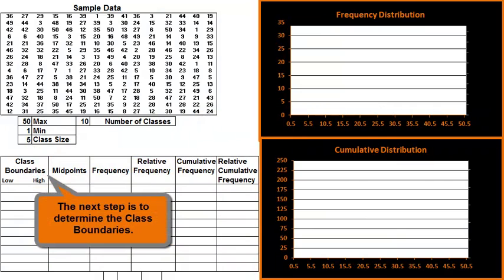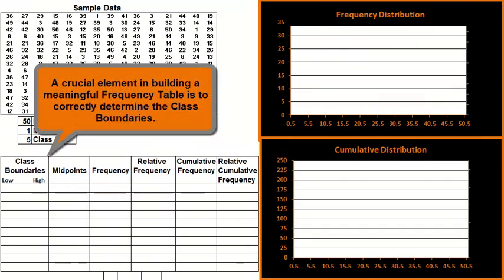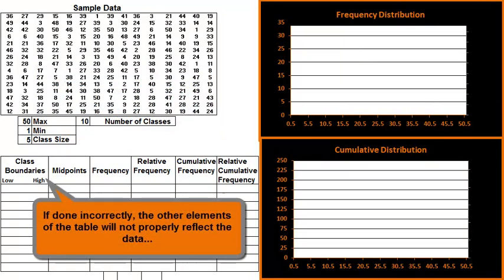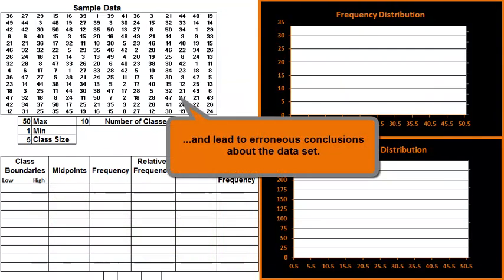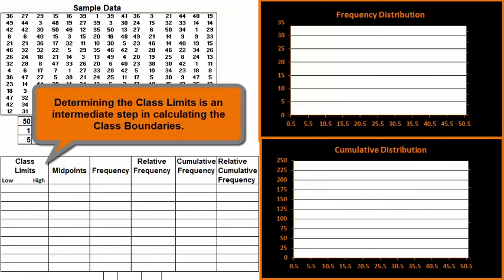The next step is to determine the class boundaries. A crucial element in building a meaningful frequency table is to correctly determine the class boundaries. If done incorrectly, the other elements of the table will not properly reflect the data and lead to erroneous conclusions about the data set. Determining the class limits is an intermediate step in calculating the class boundaries.